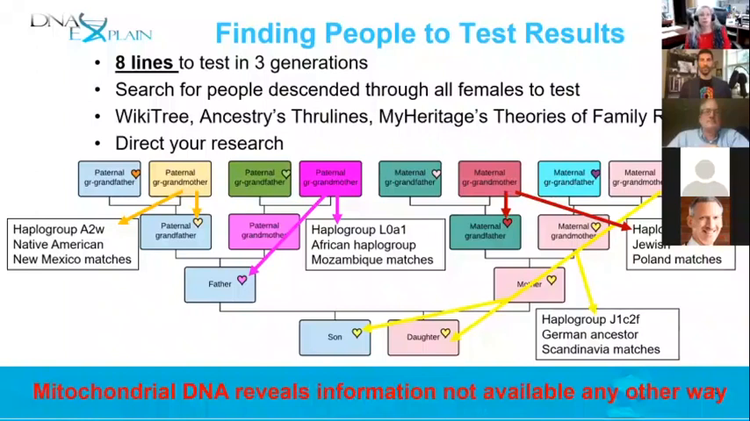I use through lines like I just showed you. I use MyHeritage Theory of Family Relativity. Anyone who's descended from that couple through all females to the current generation, where males can also test, is a candidate. So that directs my research. And so this is just an example of what you could find. These are not my results, but you could find all different kinds of information that informs you about where to search and the history of those ancestors, even if you don't know their names, even if you don't know their surname.